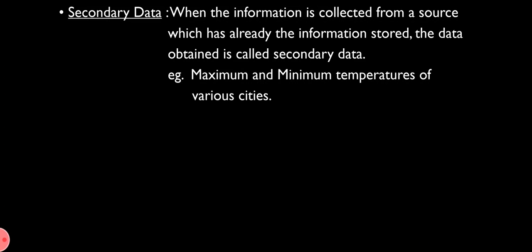For example, maximum and minimum temperatures of various cities. Many examples are there of sources from which we can collect the data. Such type of data we cannot collect directly, we cannot collect ourselves. From the source only we will get it ready-made. Such type of data are called secondary data.